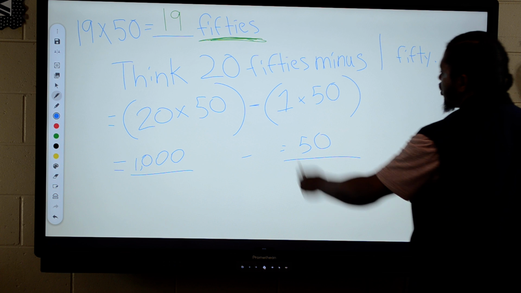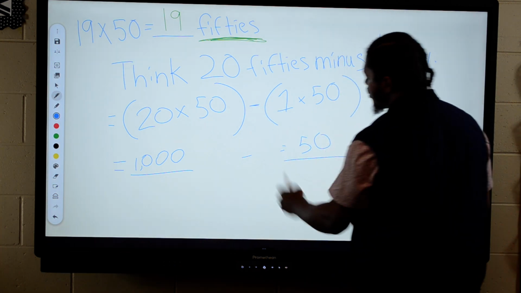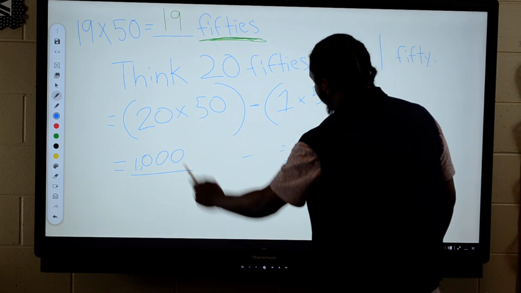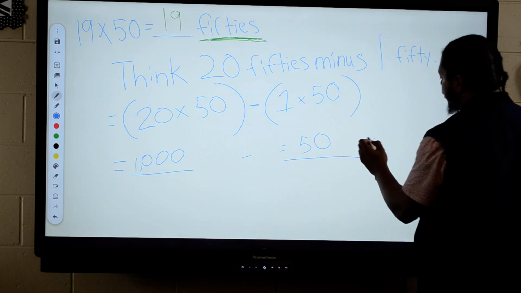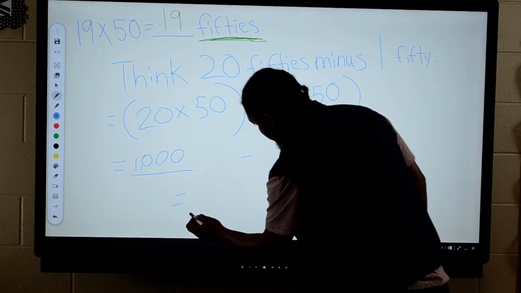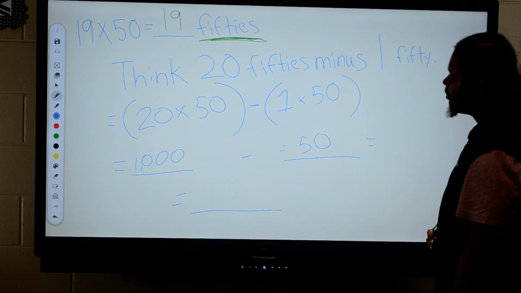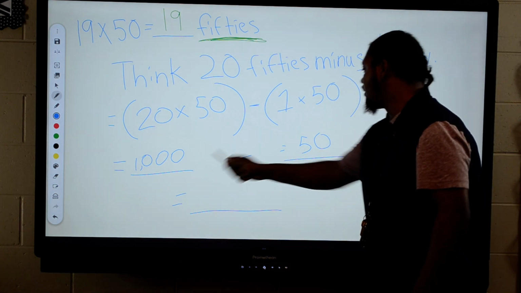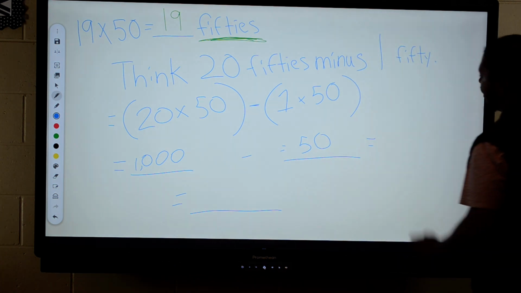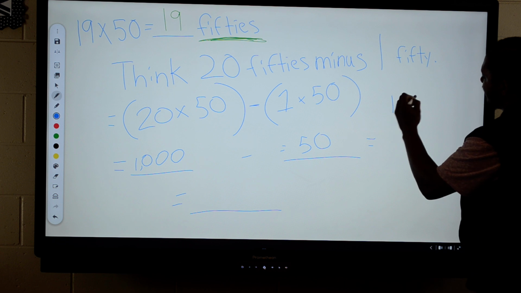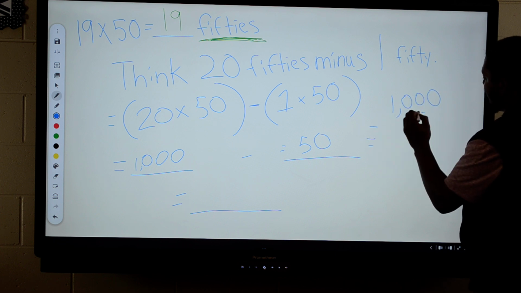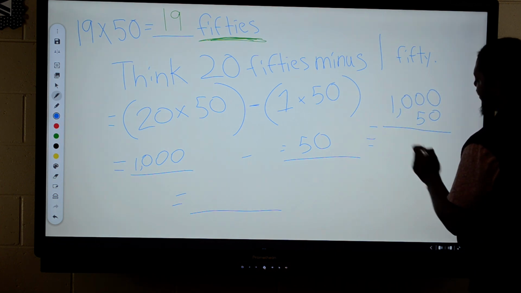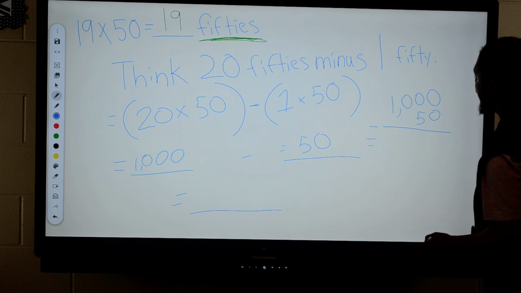Now we need to subtract because we have to keep track of our symbols. Okay? So 1,000 minus 50 leaves us with what? In your book, it's going to look like that down there. It's one blank down at the bottom. So 1,000 minus 50. If you need help, I'll write it down right here. I'm writing it vertically as we always do so that we can solve.